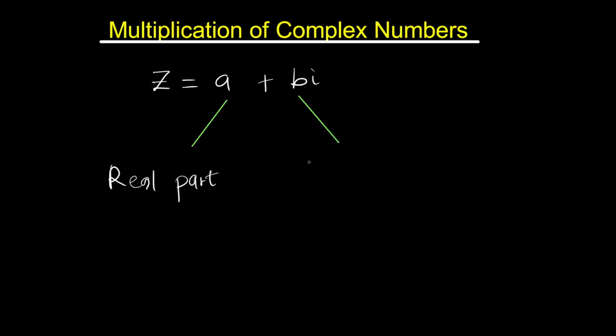A complex number is of the form z = a + bi, where a represents the real part and bi represents the imaginary part. To fully understand the concept of multiplication of complex numbers, we are going to delve into examples.